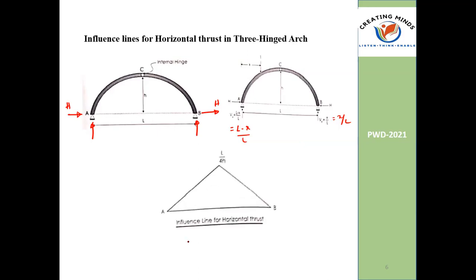So you may expect the influence line diagram for horizontal thrust is just like a triangle. And the height is L by 4H, where H is rise. Please try to remember this particular pattern as well as the ordinate value. The ordinate value is total L by 4H, where H is the rise. This is due to influence of horizontal thrust. This is very, very important and very, very simple influence line diagram.